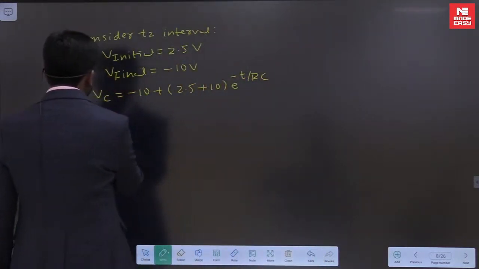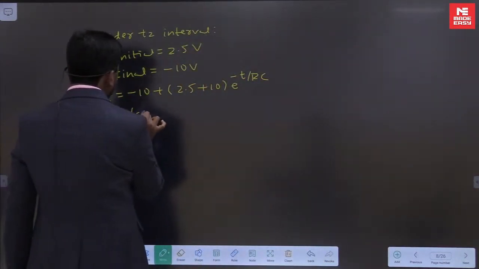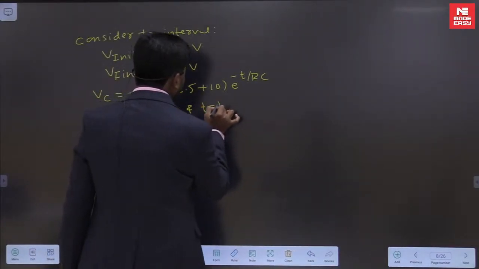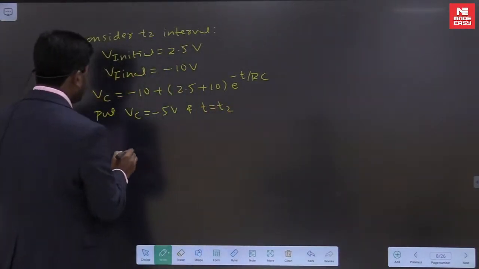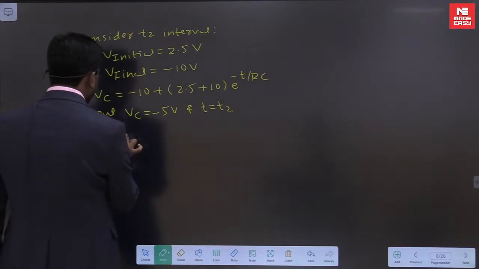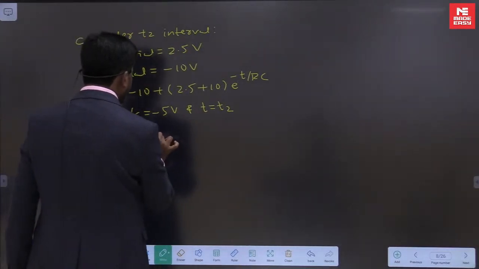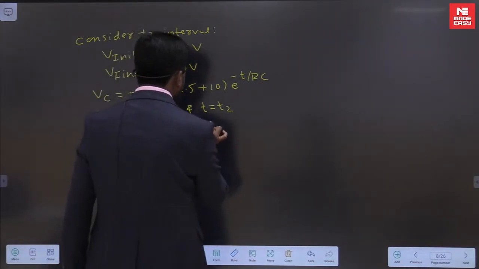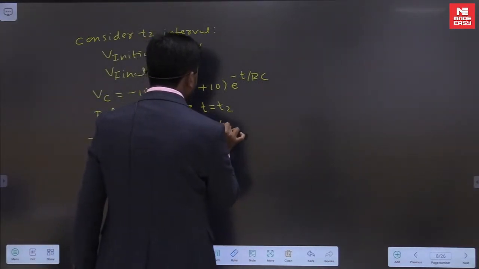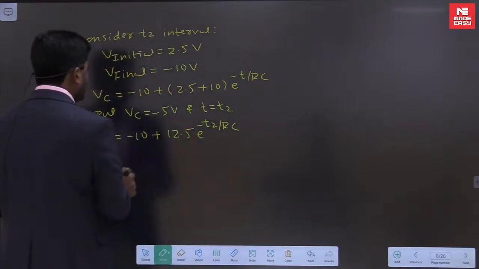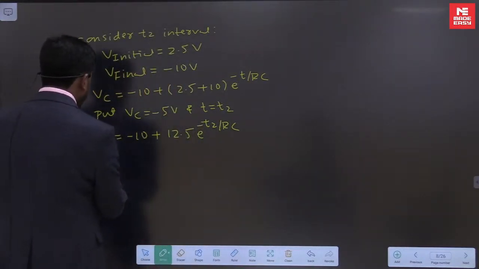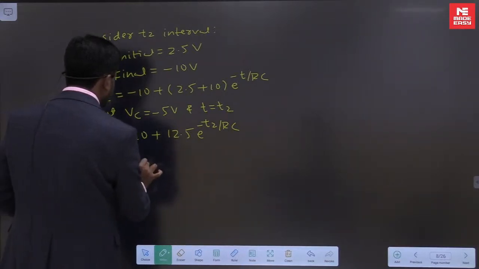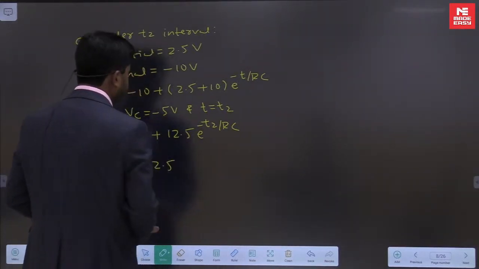Put Vc equal to minus 5 and T equal to T2. This you can substitute here. Minus 5 is equal to minus 10 plus 12.5 into e to the power minus T2 by RC. This you rearrange, and from here I will be getting e power T2 upon RC is equal to 2.5.